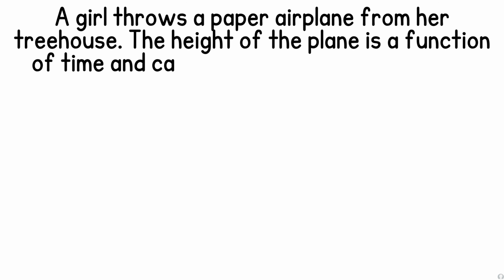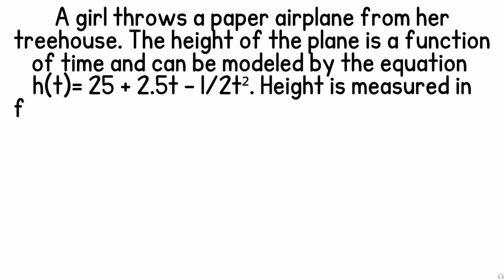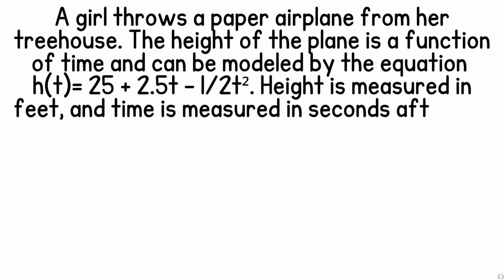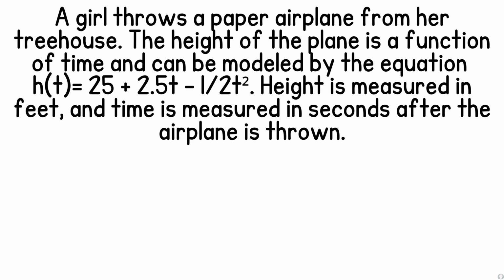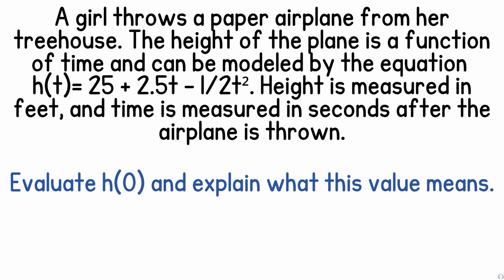In this example, a girl throws a paper airplane from her treehouse. The height of the plane is a function of time and can be modeled by the equation h(t) = 25 + 2.5t - 1/2 t². Height is measured in feet and time is measured in seconds after the airplane is thrown. We're going to evaluate h(0) and then explain what this value means.